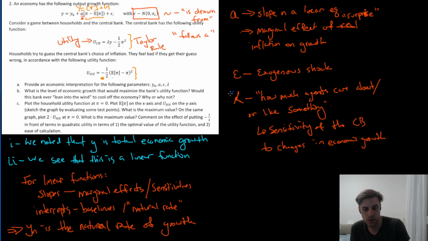question. So keeping this in your head, we can move to question B, which asks, what is the level of economic growth that would maximize the bank's utility function? Well, the utility function is with respect to growth. So let's ignore this because we're just talking about growth. With respect to growth, this is strictly increasing, right? What's the graph? The graph is a straight line with the slope is lambda, right? So what is the maximum of a straight line? It's plus infinity.